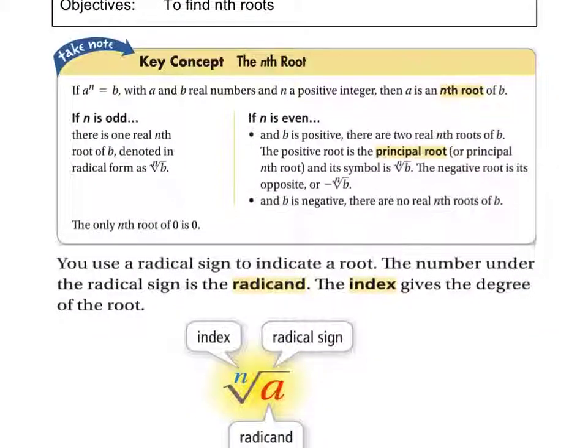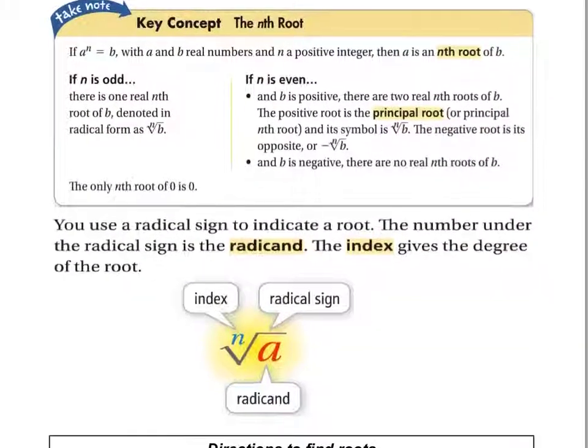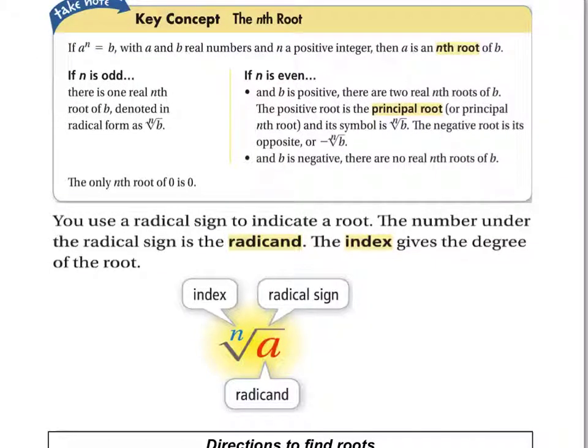We're going to talk about exactly what nth roots are. If a to the n equals b, you'll notice we have an exponent n, and that's really the key part here. With a and b being real numbers and n a positive integer, then a is the nth root of b. Essentially, we're going backwards. If a to the n power equals b, what do I do to b to figure out a? I'm going to take the root of it.